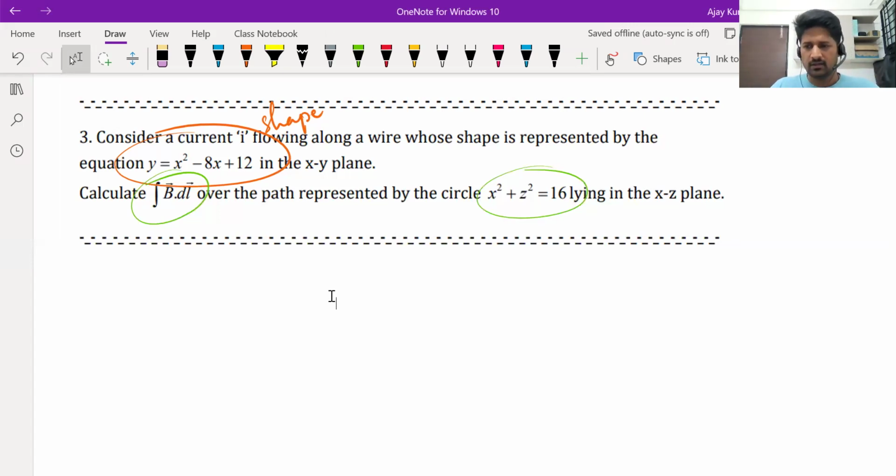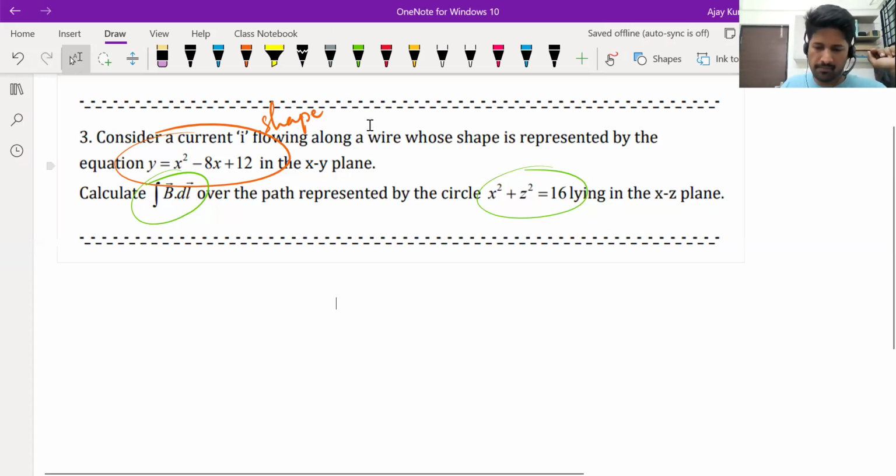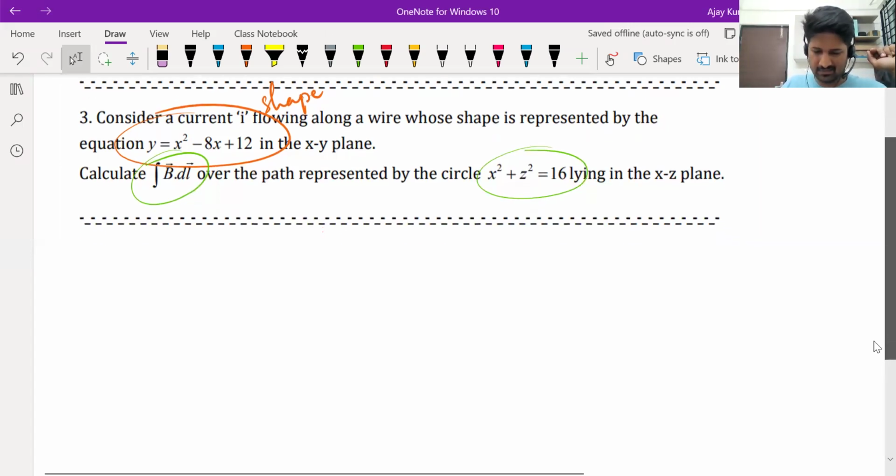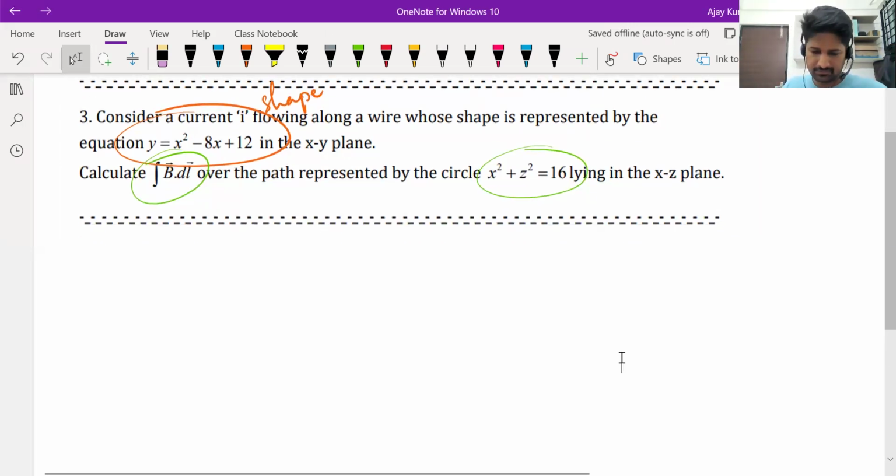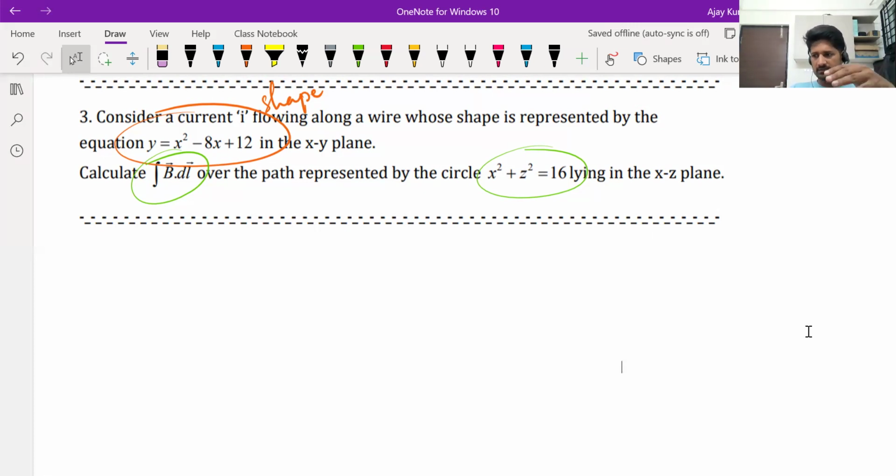So the wire carrying current produces a magnetic field. We have to integrate b dot dl over this path. So any answer, any of you? Try it now. I'll give you 2 minutes. Visualize current flowing along this path. Visualize the circular path that is given to you.